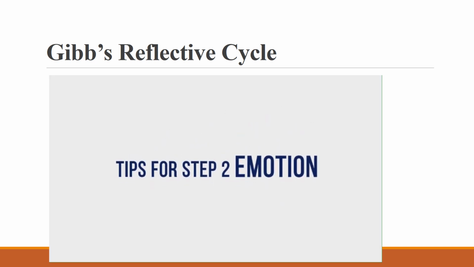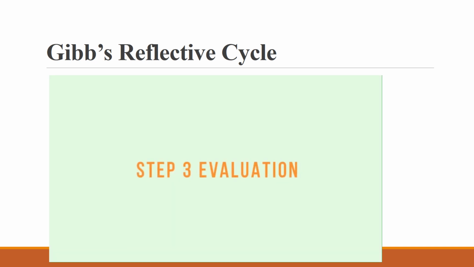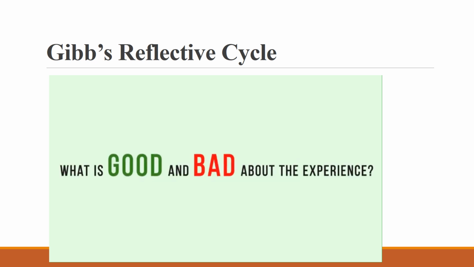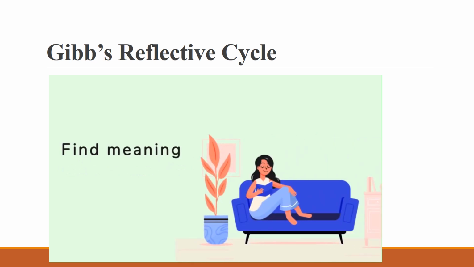Tips for step number 2. Be specific about your emotion. Narrow it down using the closest adjective. We are going to discuss step 3. Evaluation. The guiding question for this step is, what is good and bad about the experience? In this step, you need to find the meaning and the lessons in the events or situations that you are describing.